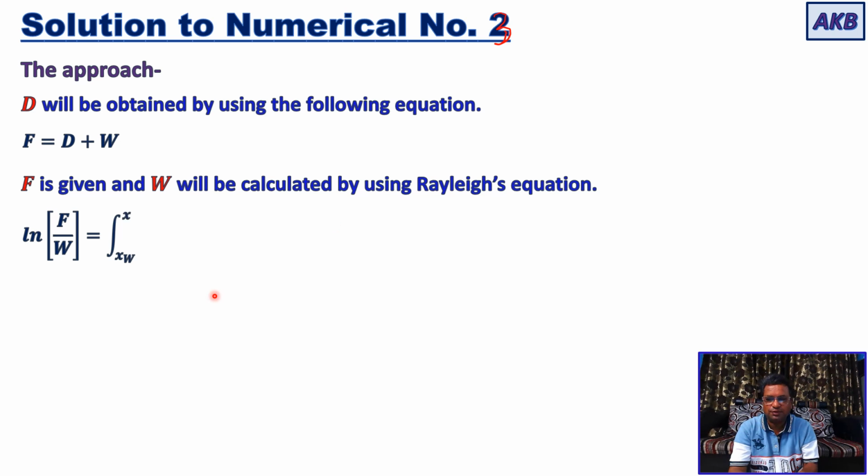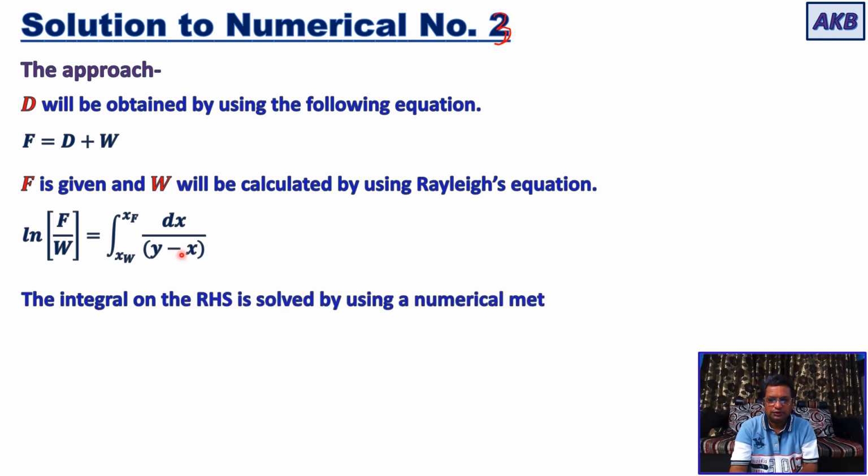What is the Rayleigh's equation? Rayleigh's equation is ln of F by W is equal to integration from xw to xf dx upon y minus x. Now the integral on the right hand side of this equation we are going to solve by using a numerical method. Which numerical method? There are multiple options, so I have chosen this one. I'll be using trapezoidal rule to solve this integral.